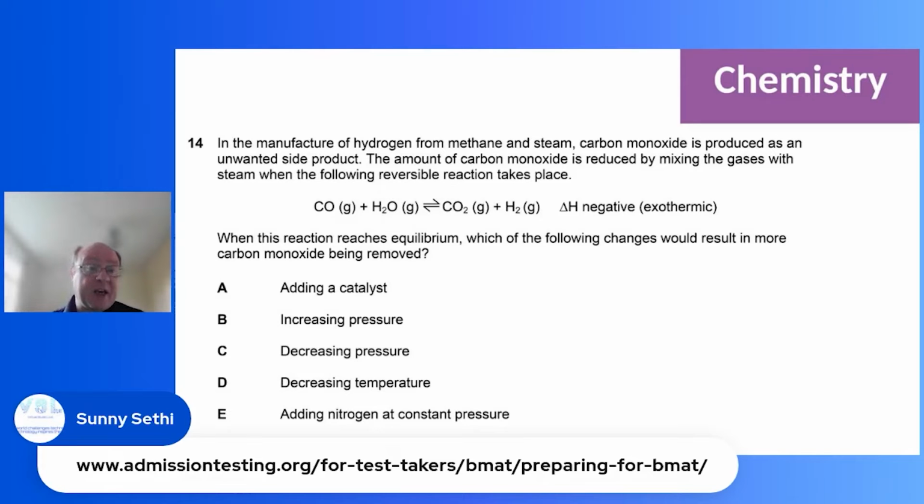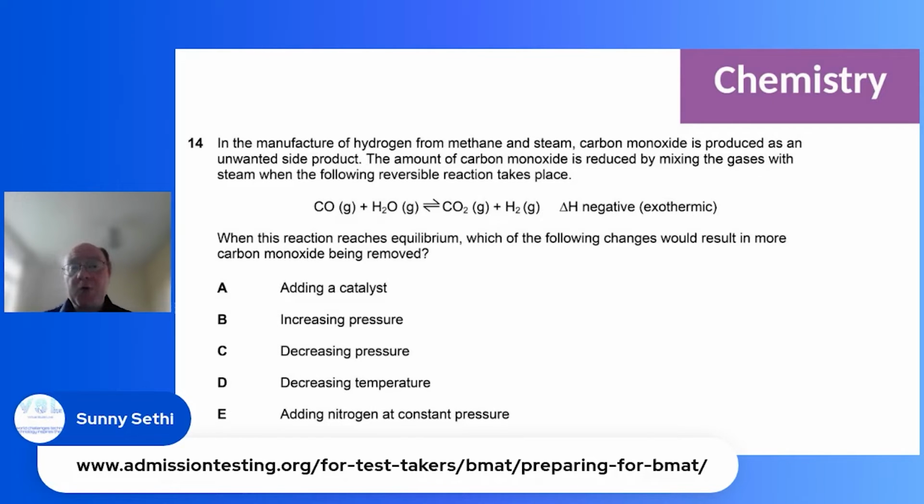So with my basic chemistry knowledge, I can look at this and think, okay, option E, is that possible? Well, nitrogen is an inert gas. And if we're talking about it being at constant pressure, then that's really not going to make any difference. So we can probably eliminate E. Option A, adding a catalyst. Well, even I know that adding a catalyst just speeds up the rate of the reaction.